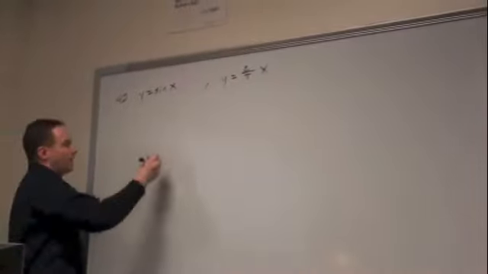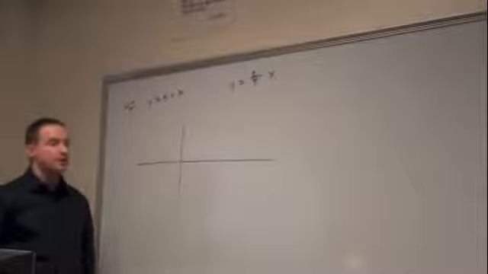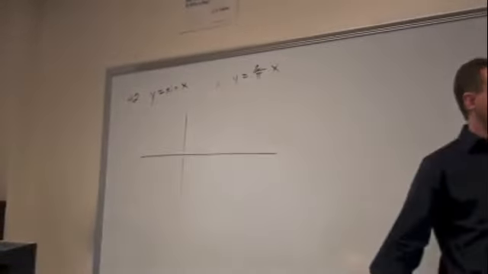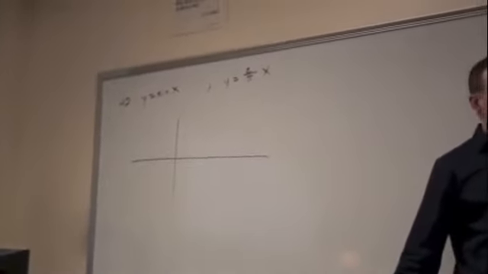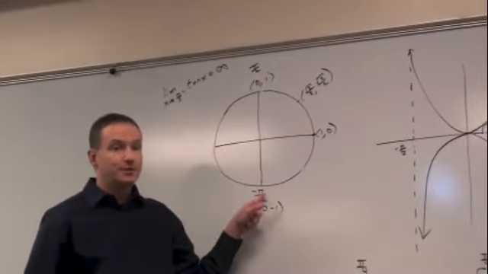So if I graph my y equals sine of x function, I know that the sine of 0 is 0. Again, I'm just thinking unit circle. Sine of 0 is 0. Sine of pi over 2 is 1. Sine of negative pi over 2 is negative 1.